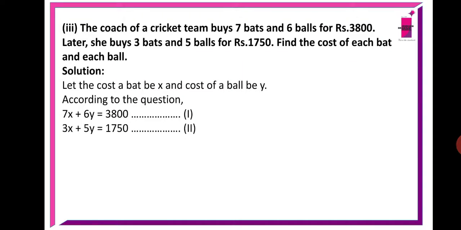You can see the coach, the same similar problem. For this question, the coach of a cricket team buys 7 bats and 6 balls for rupees 3,800. Let the bats be x, balls are y. So the first statement gives you the first equation, 7x plus 6y equal to 3,800. Similarly, 3 bats and 5 balls cost 1,750. So 3x plus 5y equal to 1,750. You can solve this by the substitution method.